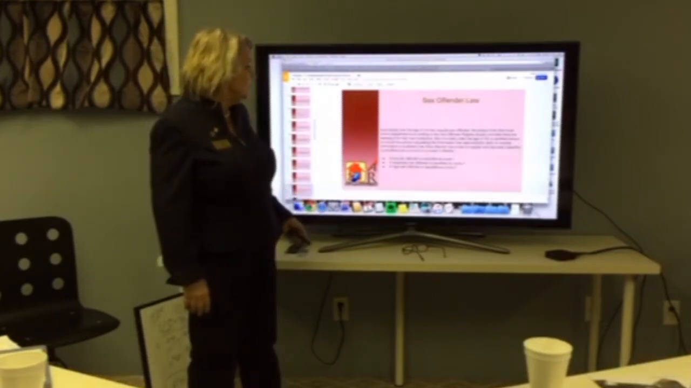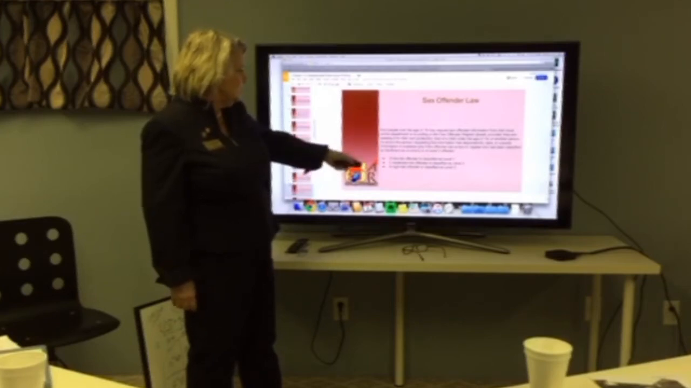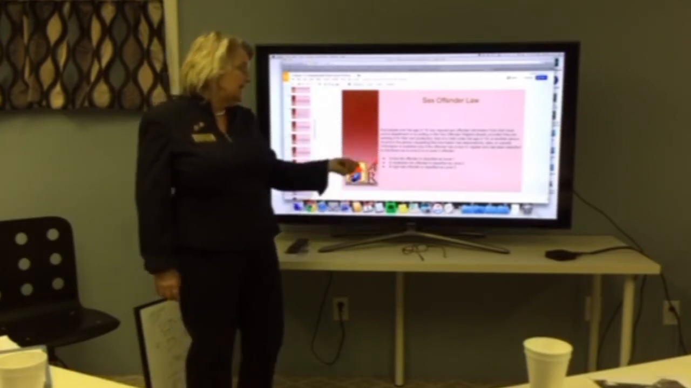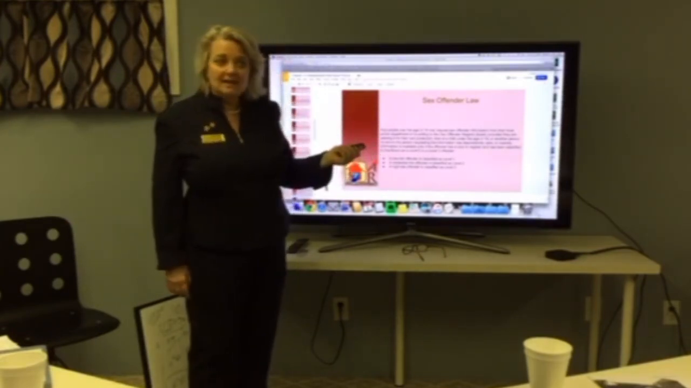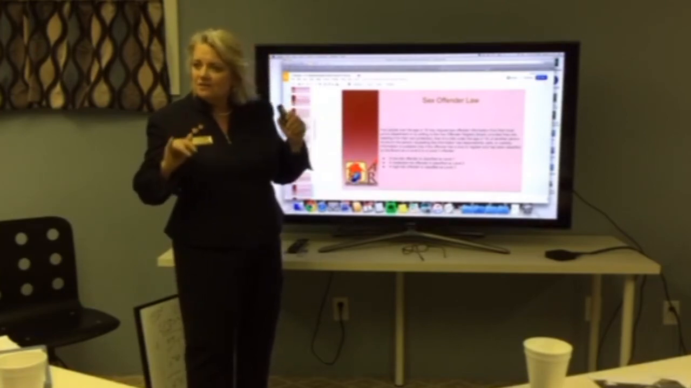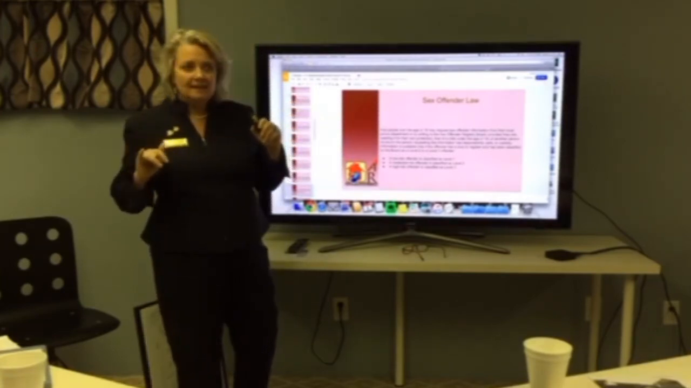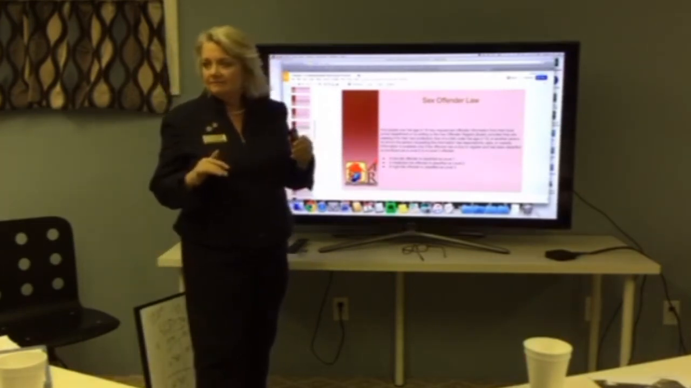But anyway, the sex offender law. We talked about this again. Low risk is classified 1, moderate risk is 2, and high risk is 3. Again, your best bet, even if you sit down at the computer with them and say, let's go check out the sex offender registry, is do not be the source of the source. Let them tap it out, let them go there, let them find it.